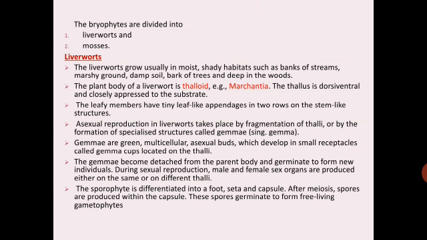Remember the example of Marchantia and you can remember the characters. In Marchantia, the plant body is called a thallus. Then remember the presence of the gemma cups on the thalli. These gemmae are green, multicellular, asexual buds, and they get detached from the parent body and germinate to give rise to new individuals. Whereas during sexual reproduction, male and female sex organs are produced either on the same or different thalli. And here again, remember, the sporophyte is differentiated into foot, seta and capsule, as we have seen in the previous slide. So this was about the liverworts.